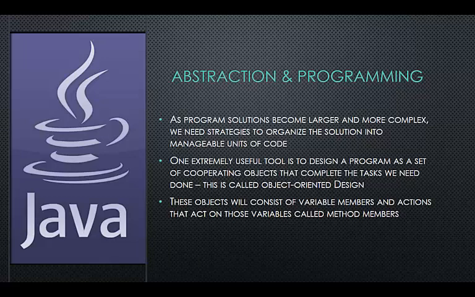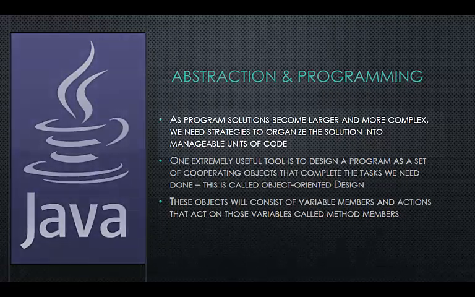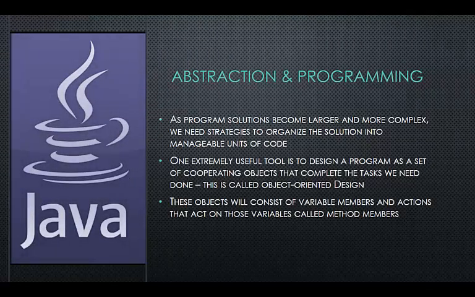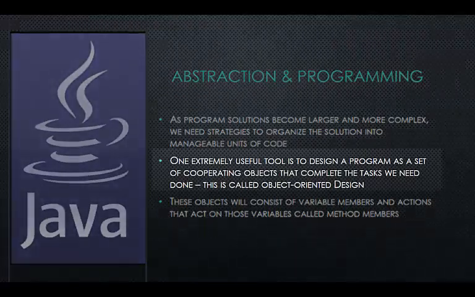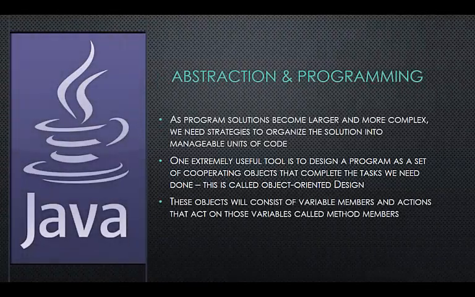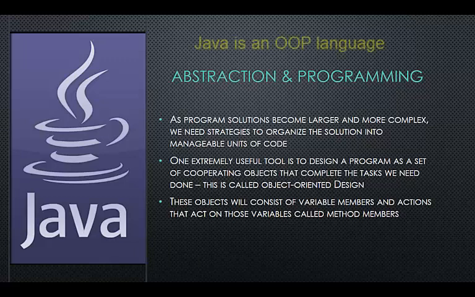This is looking more at the larger picture and ignoring the details that can be worked out later. Abstraction and programming: as the programs become large and more complex, we need strategies to organize the solution into manageable units of code. One extremely useful tool is to design a program as a set of cooperating objects that complete the tasks we need done. This is called object-oriented design and programming. We will be considering this more in a week or two.